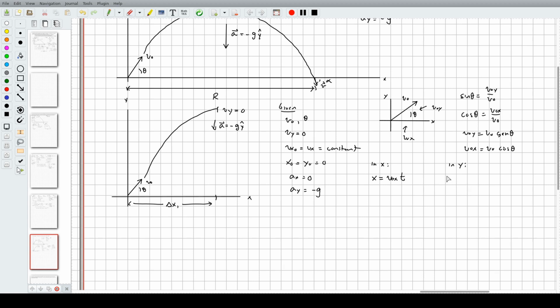However, in y, we can write this: vy is equal to v naught y plus ay times t. Y is equal to y naught plus 1/2 a sub y times t squared plus v naught y times t. Vy squared minus v naught y squared is equal to 2 times ay times y minus y naught. Okay, so there's our 3 kinematic equations.